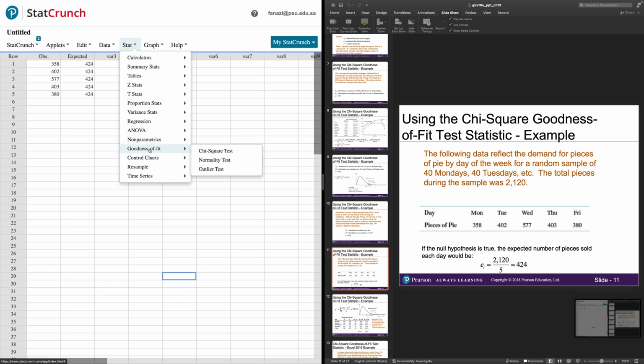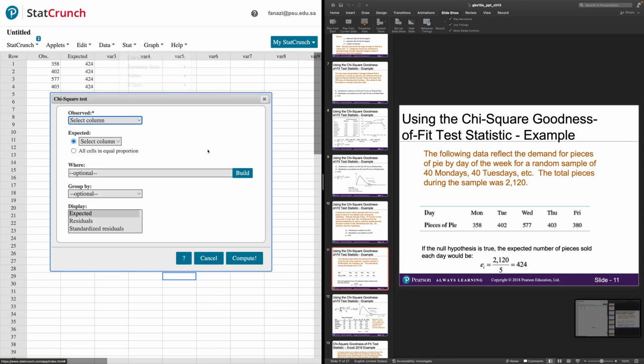So the first way to calculate this in StatCrunch, I go to Stat, goodness of fit, chi-square test. They ask me where is the observed. I saved them in this variable, observed, so I will select it. Then they ask me where is the expected. This is the expected. And then I just press compute.